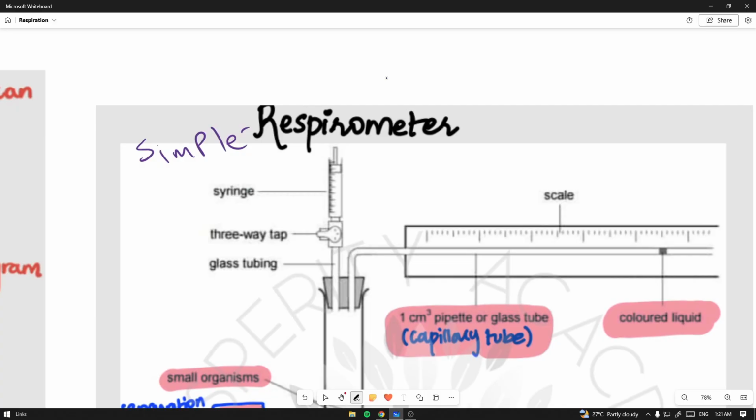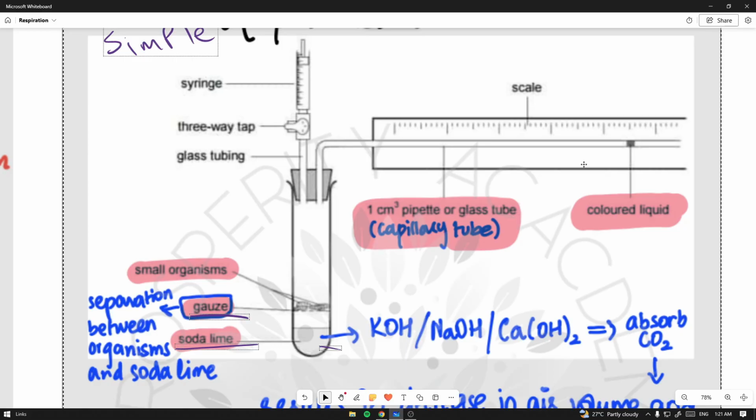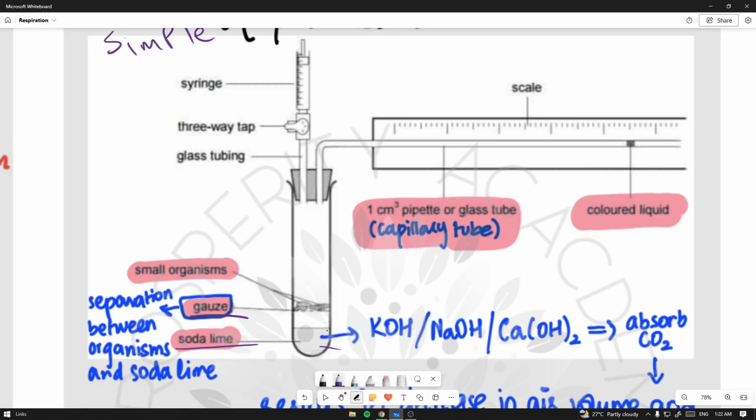So this is called a simple respirometer. Okay, and let's see, what do we got here? We got a tiny bug, a small organism. We got gauze. Why do we need gauze? Because we got soda lime here. Soda lime is potassium hydroxide, calcium hydroxide, and so on. If soda lime comes in contact with the organism, it can damage the organism, and we don't want that. So we need a barrier. So gauze acts as a barrier.